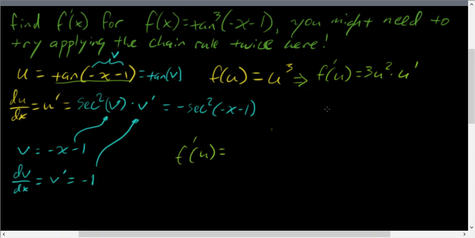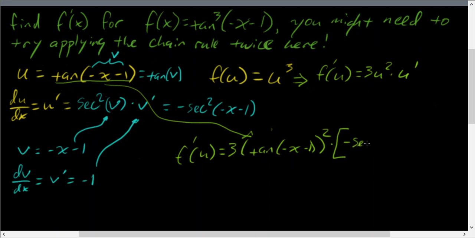F prime of u was 3 times u squared, right? Here's u. Tangent negative x minus 1, that was squared, times u prime. Where's u prime? Here it is. That was our negative secant squared of negative x minus 1.